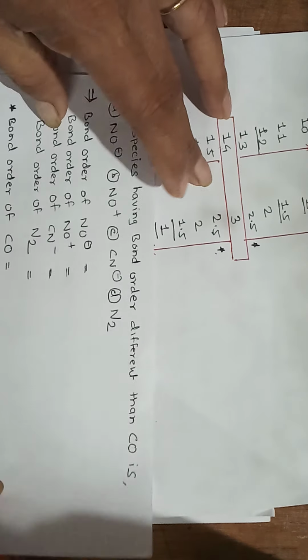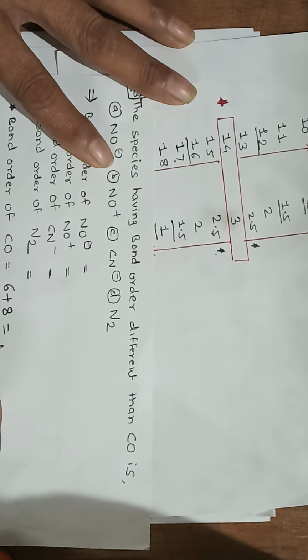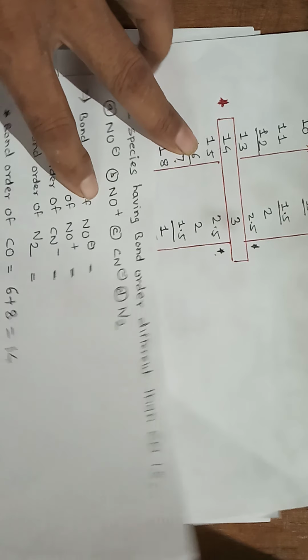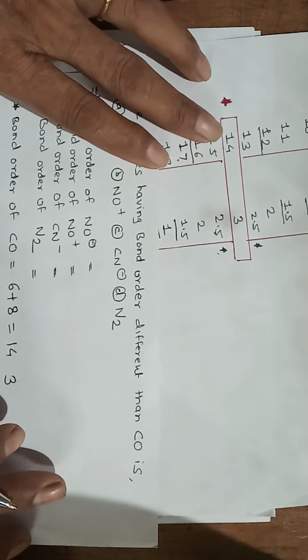Now the next one is the species having bond order different than CO. We have to find such a species which has a bond order different than CO. So let us find out the bond order of CO first. Carbon is 6, oxygen is 8, so 6 and 8 is 14, so 14 has bond order 3, right? That is, bond order is 3.